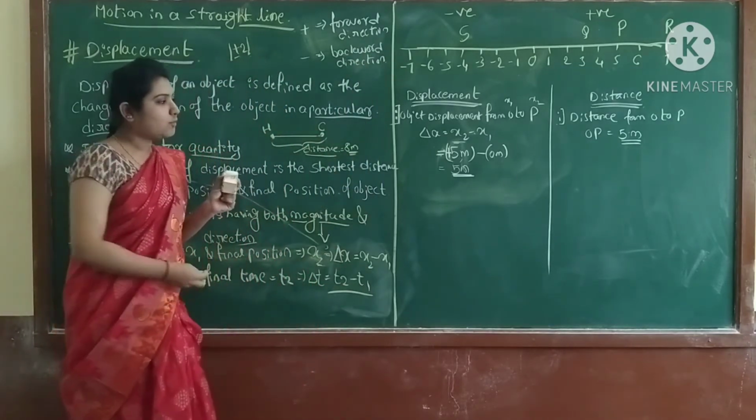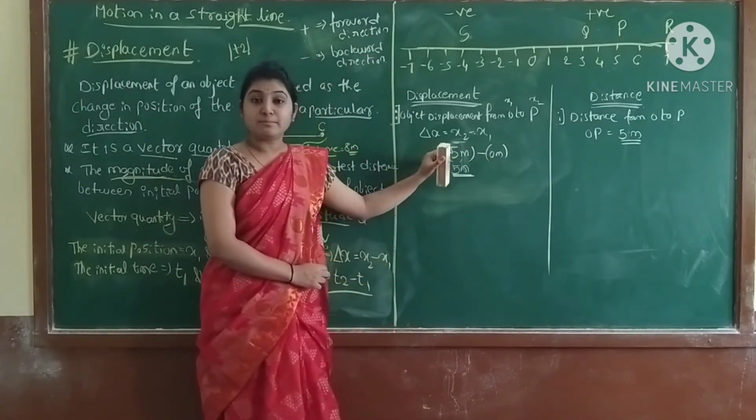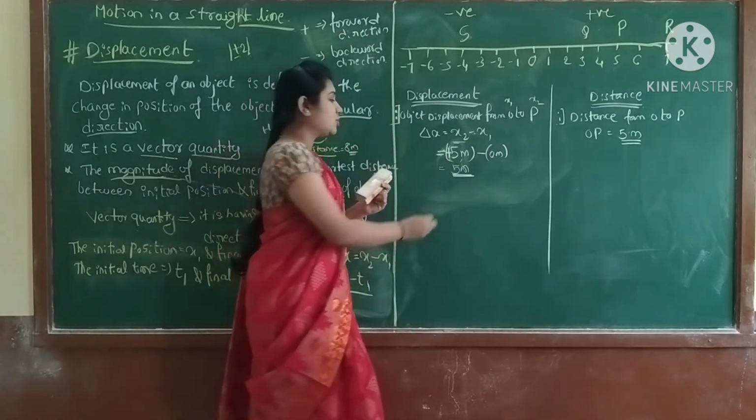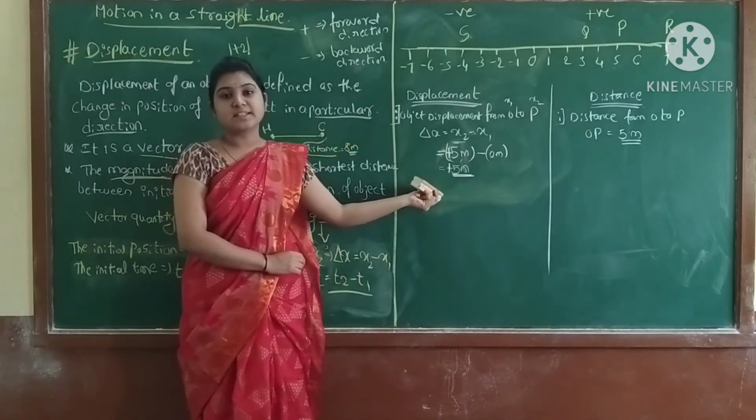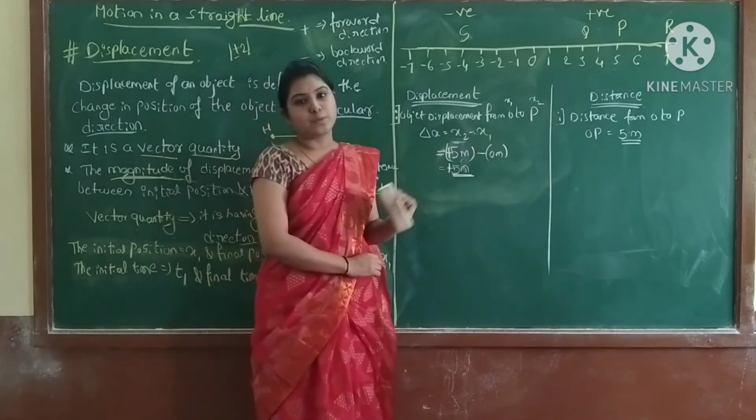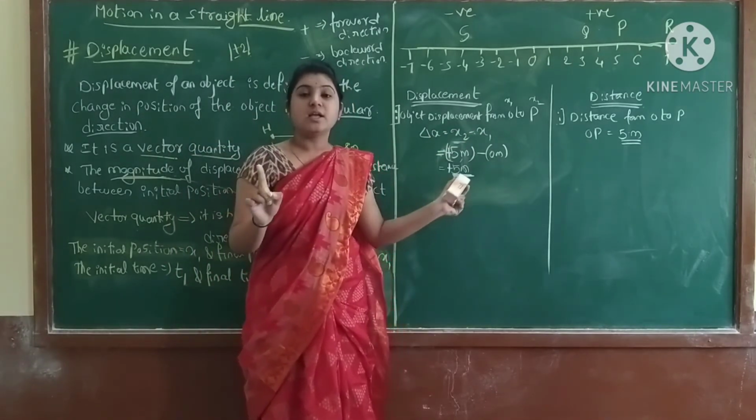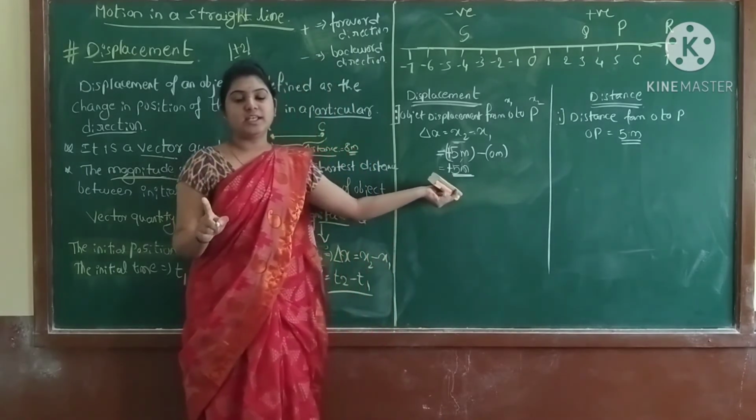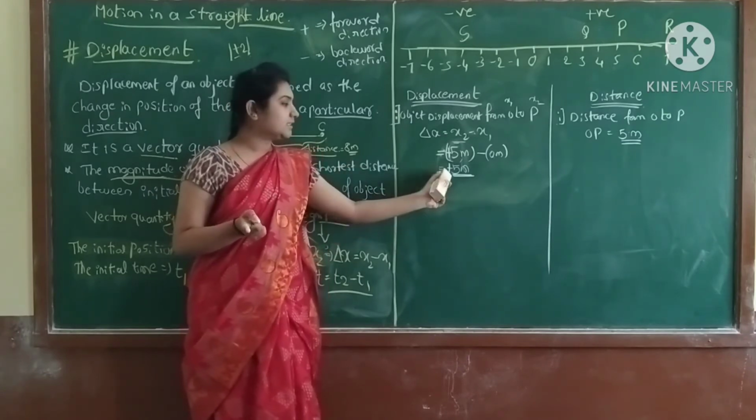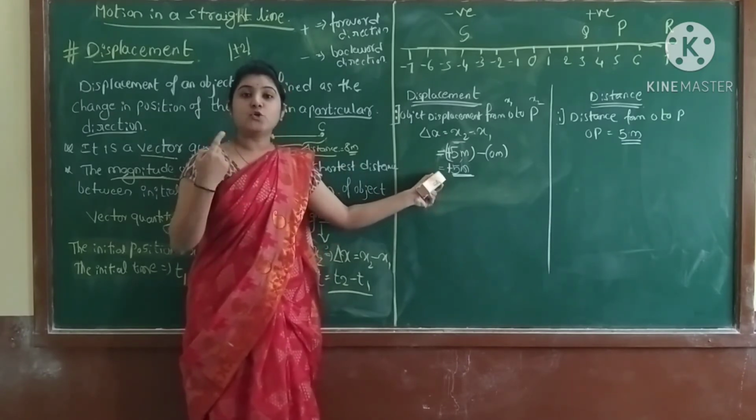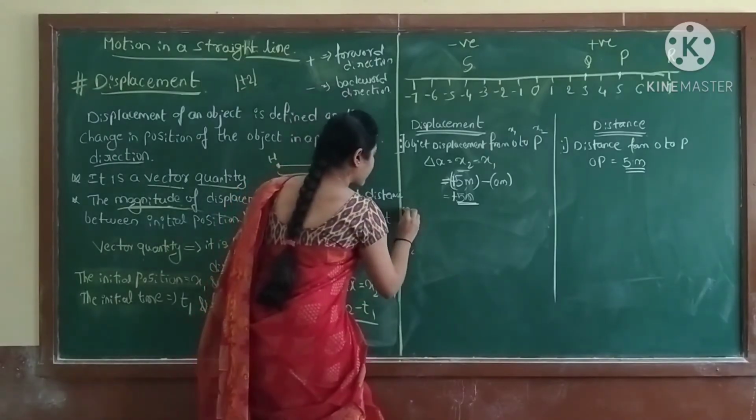Right. So here we have considered positive, plus, so it is forward direction. So plus 5 meter is the answer in displacement. In distance it is only 5 meter because that is a scalar quantity, no direction. Here it is a vector quantity. That's why we are considering the direction. Yes, that is forward direction. Positive means forward. Understood?